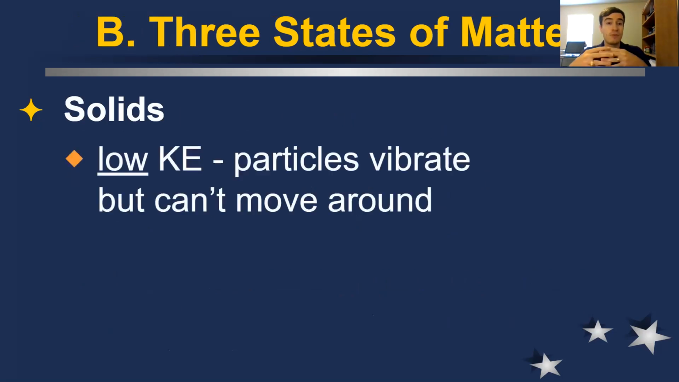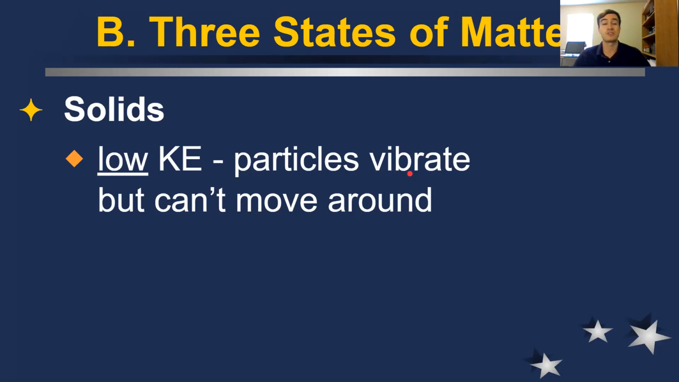Solids have a low kinetic energy. So that's what this KE stands for right here, is kinetic energy. And that's basically just like what we were talking about earlier with the particle speed. So in solids, we've got a really low kinetic energy. The particles vibrate, so they can sort of move in place a little bit, kind of like what my mouse cursor is doing right now, but they can't really move around, right?